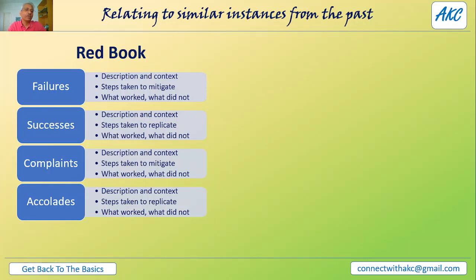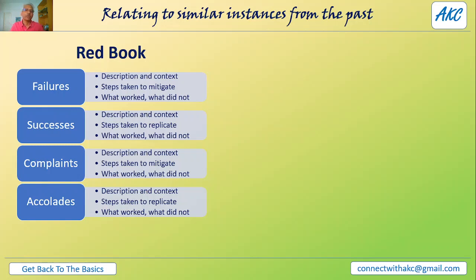This Red Book typically will have failures and successes, and complaints and accolades. Under each of these, you will have a description and context, and also steps taken. In case of failure, it is the steps taken to mitigate. In case of success, it is the steps taken to replicate. And also what worked and what did not work. Similarly for complaints, you will have steps taken to mitigate, and for accolades, steps taken to replicate.